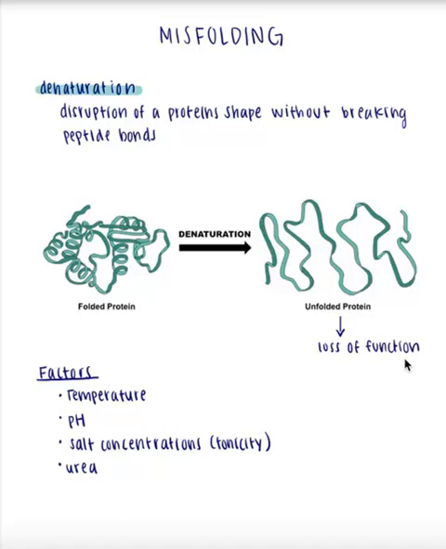Factors that can cause denaturation have to do with extremes in temperature or pH. Most proteins only operate within a certain range of those two factors. Also, there can be changes in salt concentrations or the tonicity. That can also lead to denaturation, as well as things like urea, which actively break hydrogen bonds. So that would affect the secondary structure, or even tertiary and quaternary as well.